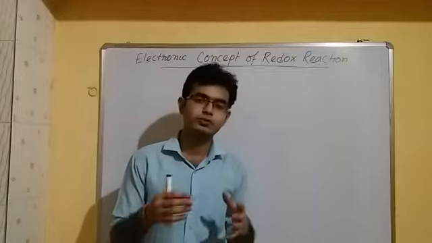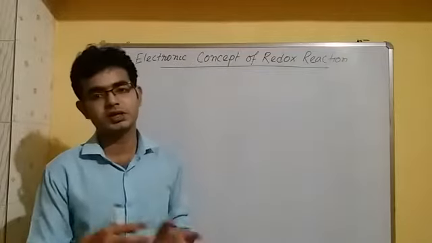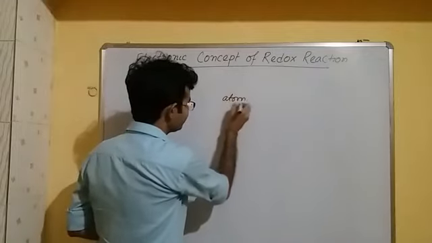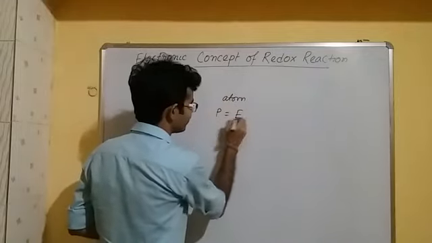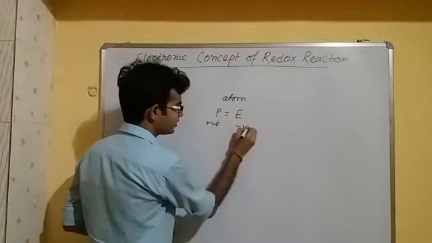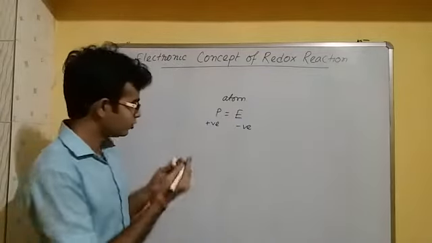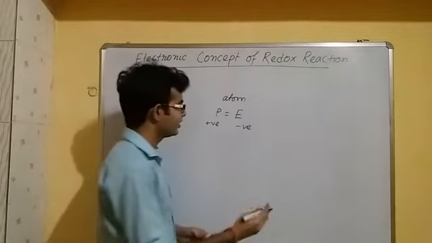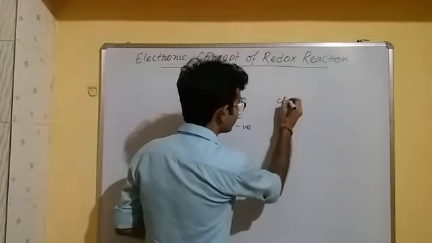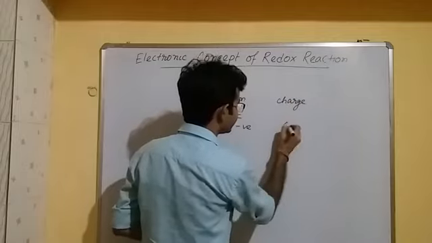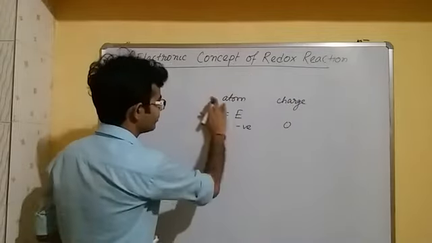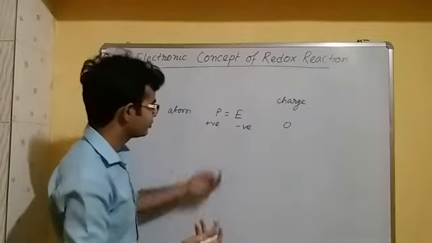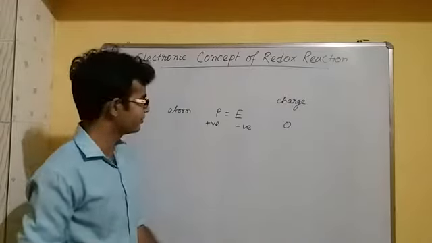Why? Because within an atom, the number of protons is equal to the number of electrons. We know proton is positive, electron is negative. So the total number of positive charges is equal to the total number of negative charges within an atom. So the overall charge of an atom is 0, obviously.